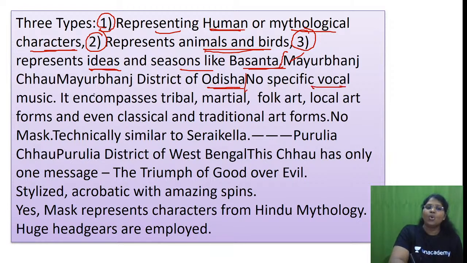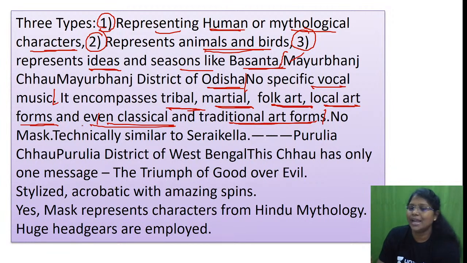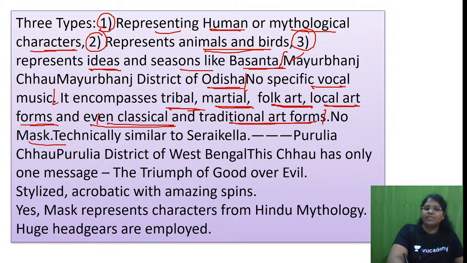No specific vocal music. It encompasses tribal, martial, folk, local art forms, and even classical and traditional art forms. No mask. I told you already, it is a combination of folk, tribal and martial, local art forms, sometimes even classical and traditional art forms. No mask. So technically similar to Saraikela. Then Purulia district, Purulia Chhau of West Bengal.